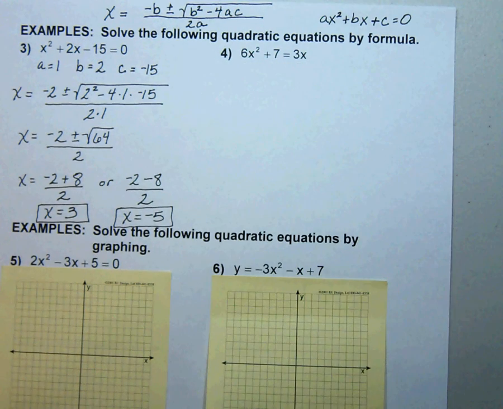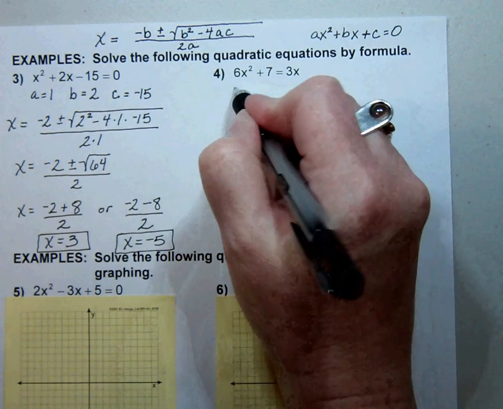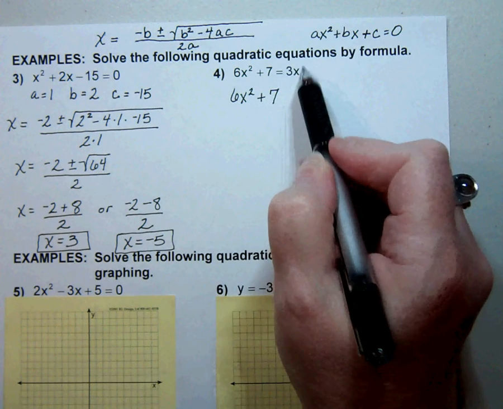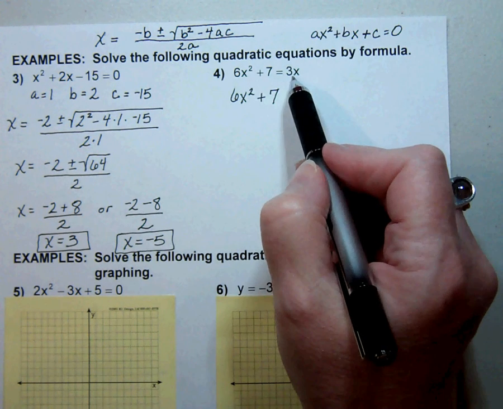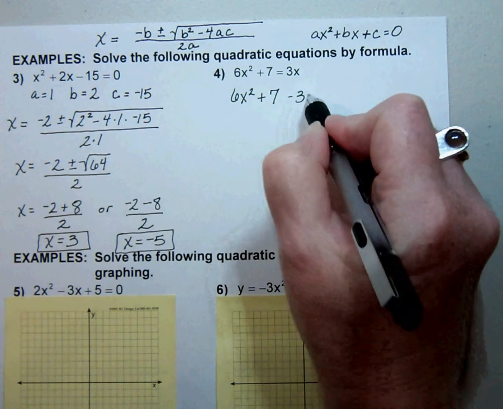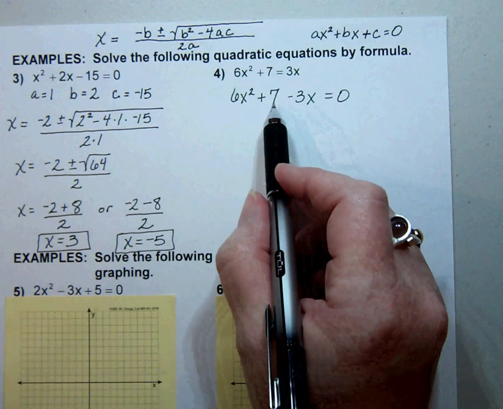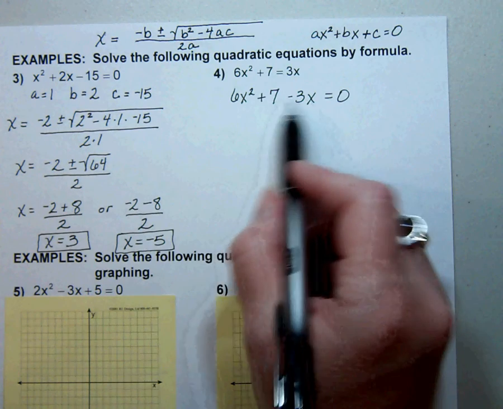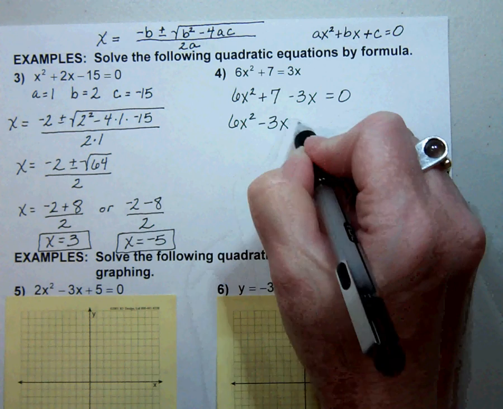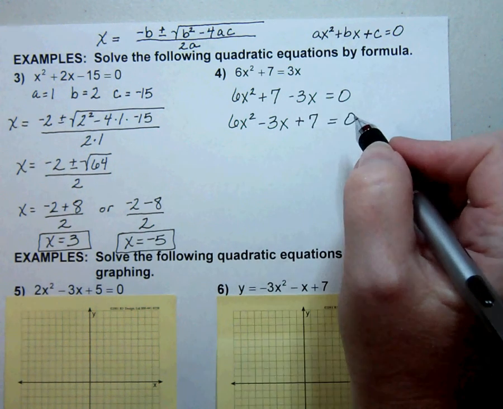Okay, number 4, this one is a little bit different because it's not solved for 0. So you have to set it equal to 0. Anytime you take something from the left side and bring it to the right, you change the sign. So instead of a positive 3x, you're going to subtract 3x on both sides. And that's going to leave you with 0. Now this is not in standard form. If you notice, the constant and the x term are flipped around. So let's rewrite it, where the minus 3x is the b term and the constant is your positive 7.